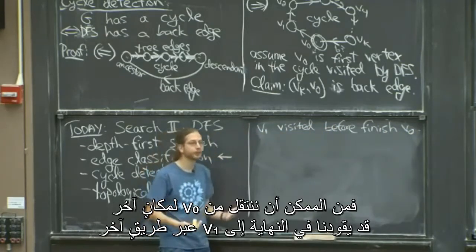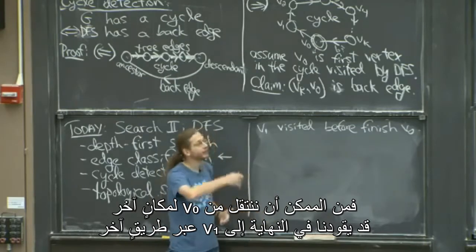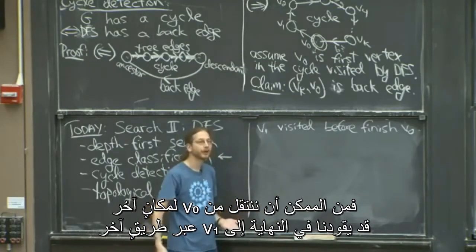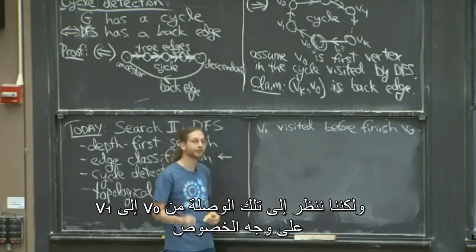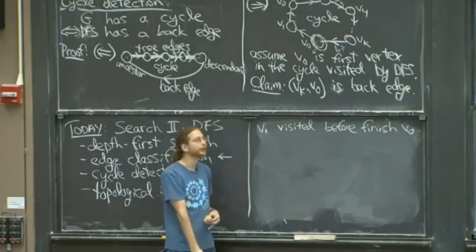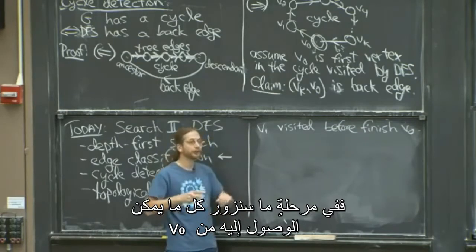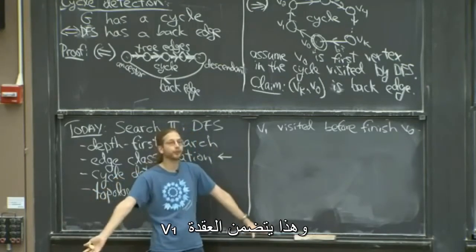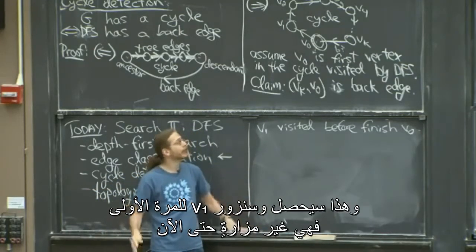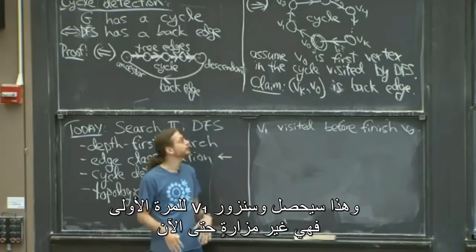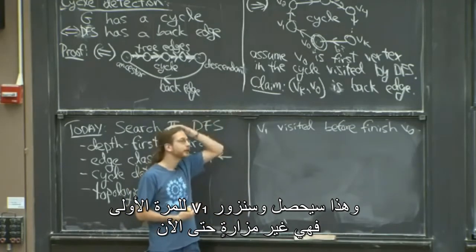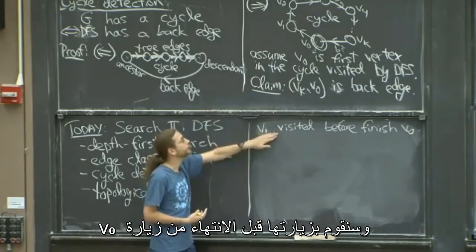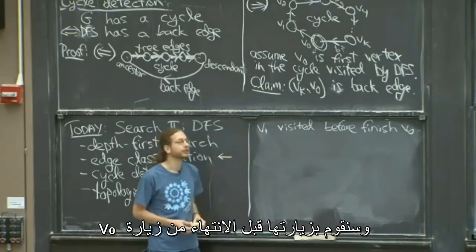Okay, from v0 we might go somewhere else that might eventually lead to v1 by some other route. But in particular, we look at that edge from v0 to v1. At some point, we're visiting all the things reachable from v0. That includes v1. We will touch v1 for the first time because it hasn't been touched yet. We will visit it before we finish visiting v0.